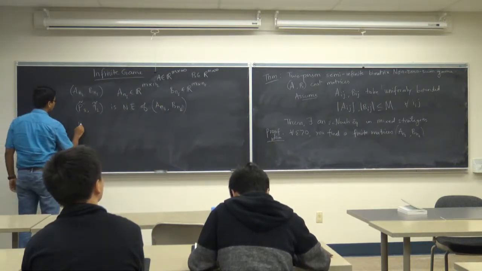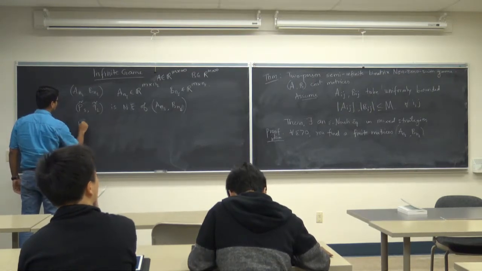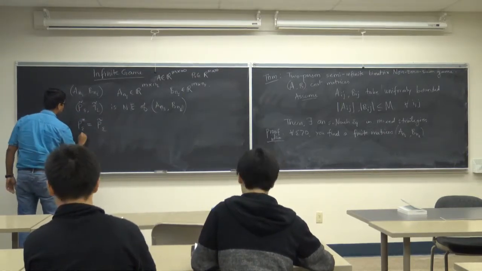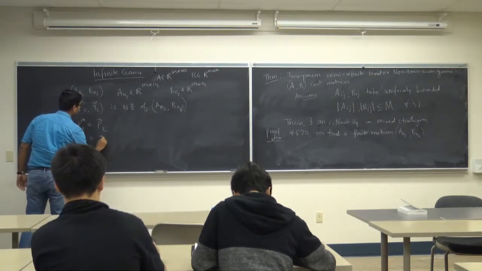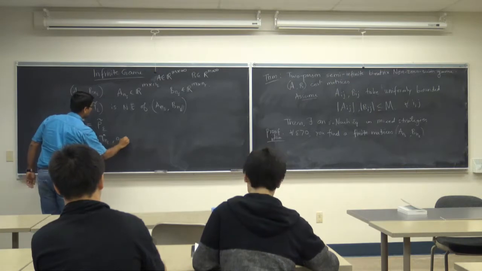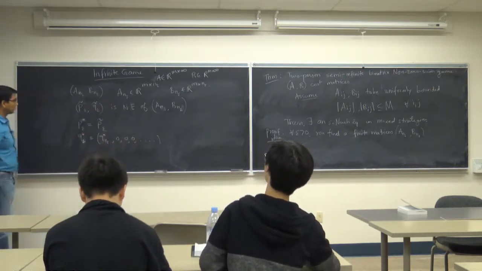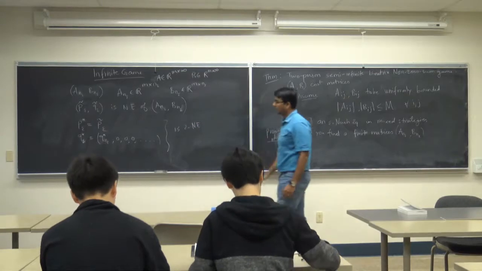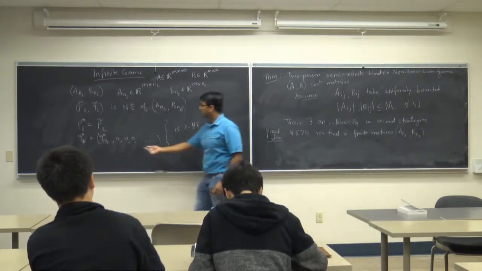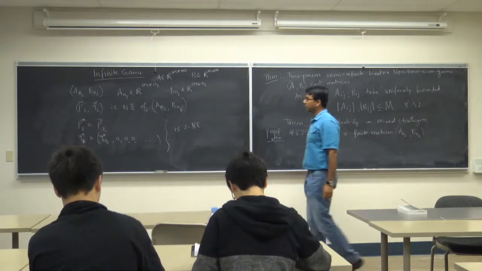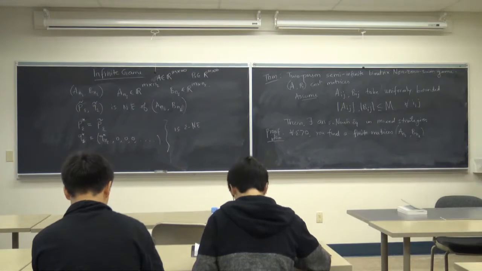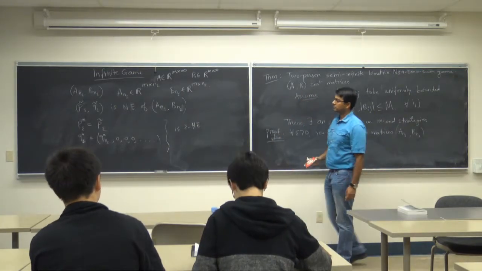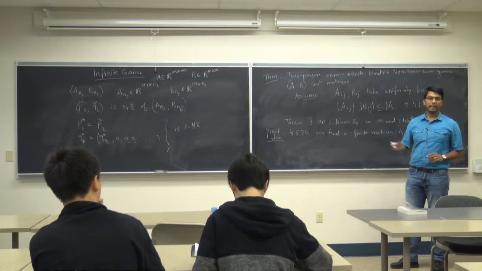And then you define P star epsilon to be P tilde epsilon, and you define Q star epsilon to be Q tilde epsilon followed by 0, 0, 0. And this is an epsilon Nash equilibrium. So you augment this probability vector with all zeros, all the way to infinity, and you prove that that is an epsilon Nash equilibrium. Okay, is the idea clear? Yes.